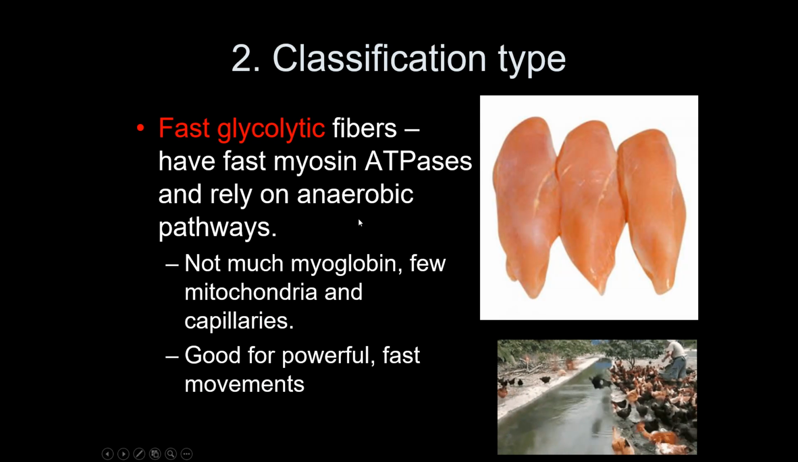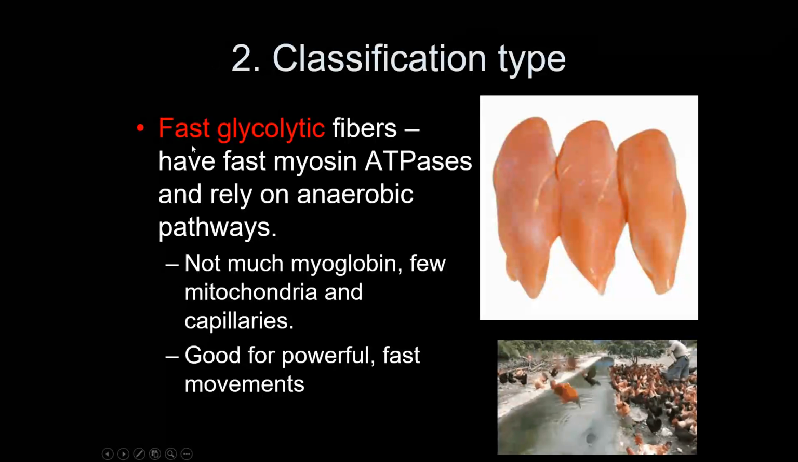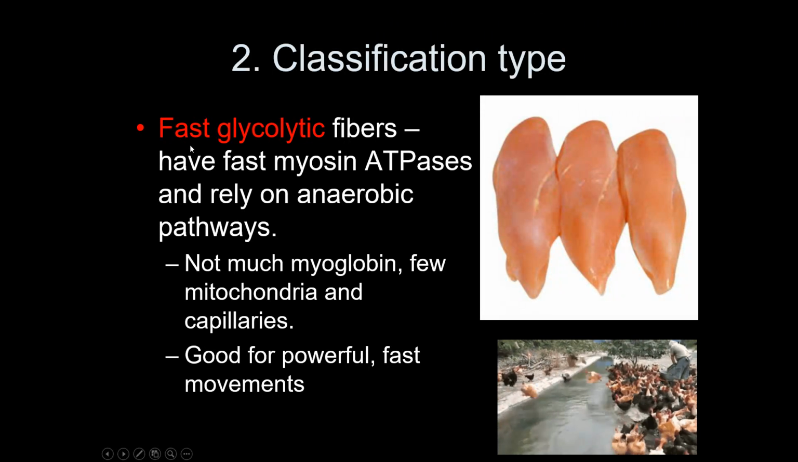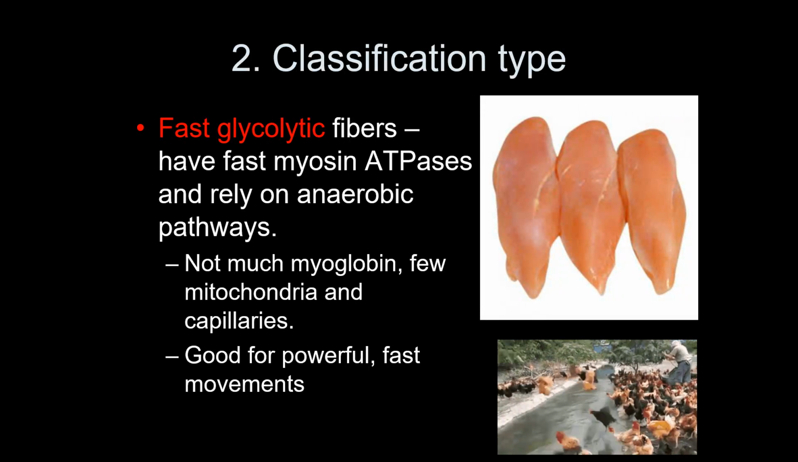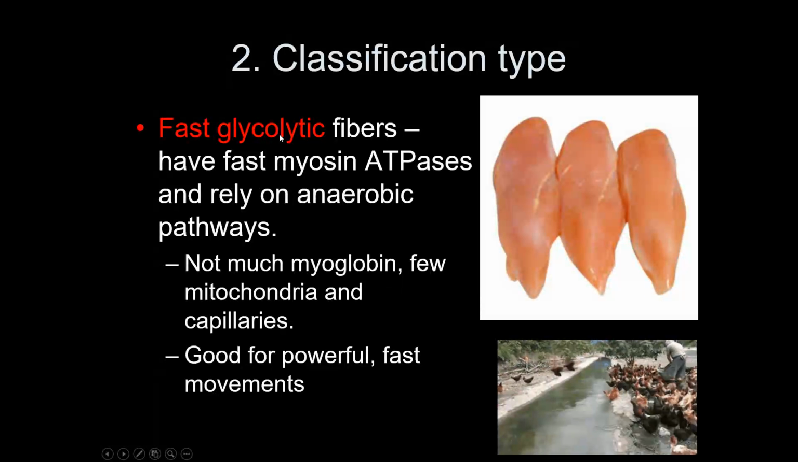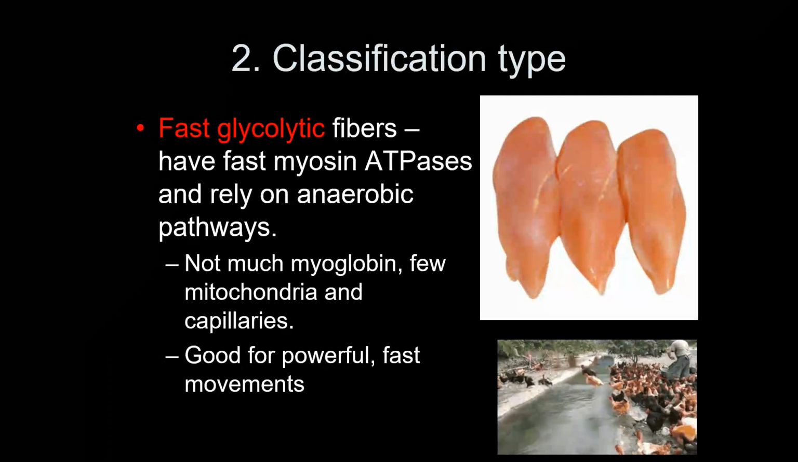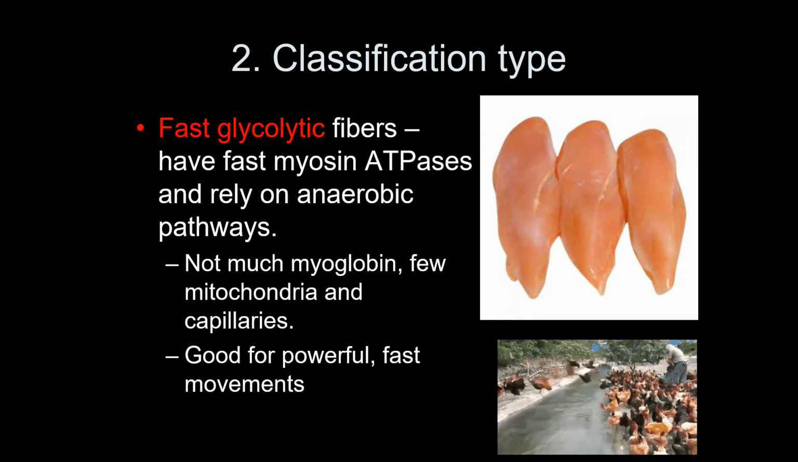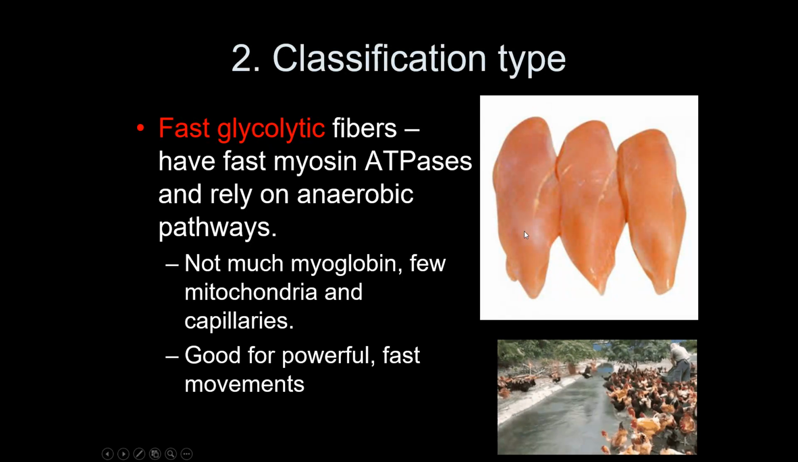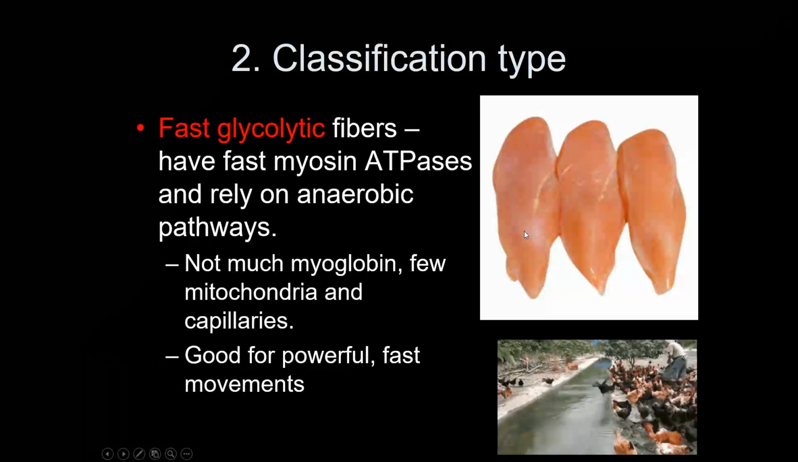Now, fast glycolytic fibers are the exact opposite. They have fast enzymes, so this muscle can contract and relax fairly quickly. It's glycolytic, which means it's working on anaerobic pathways, and so we're working with the creatine phosphate and the glycolysis or the lactic acid fermentation. These muscles are strong, but they tire out really quickly.